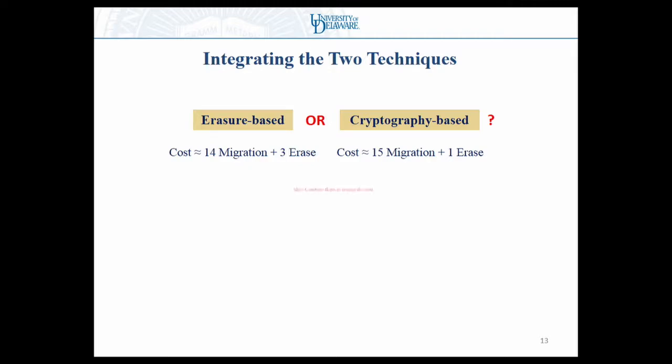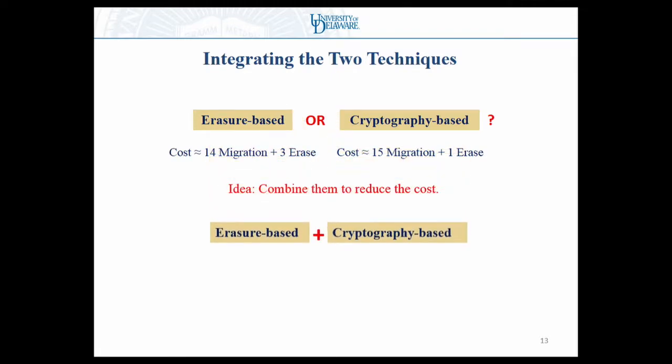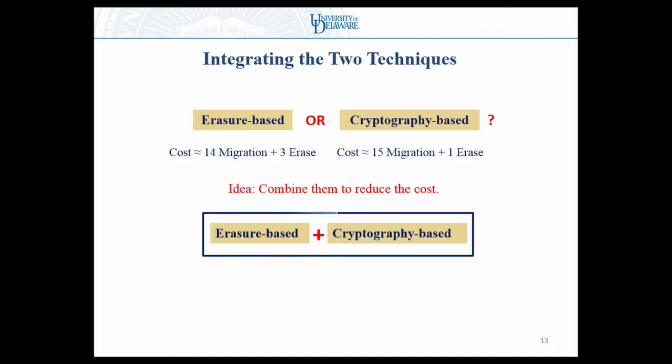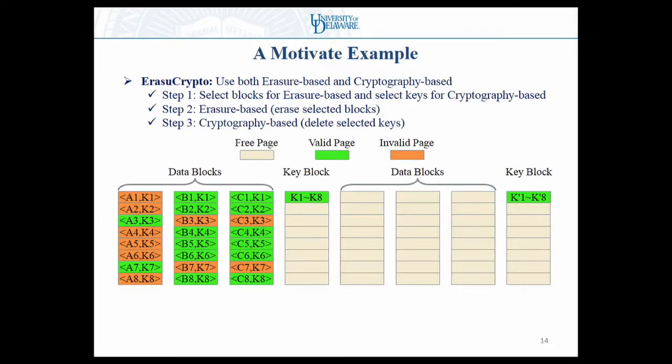So I thought, why not combine these two together? We call this scheme ErasuCrypto. In this scheme, we first choose which blocks to erase and which keys to delete. For example, in our example, we choose the first block for the erasure-based scheme, meaning that we are going to migrate the valid pages and then erase it.